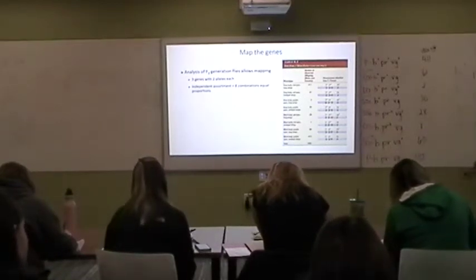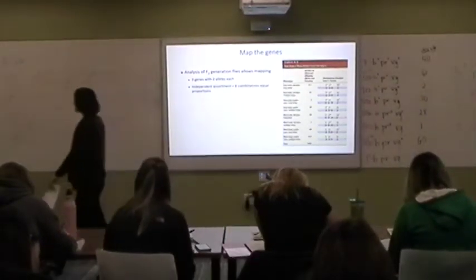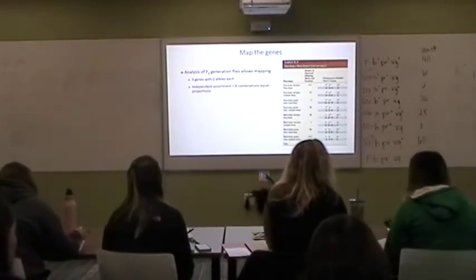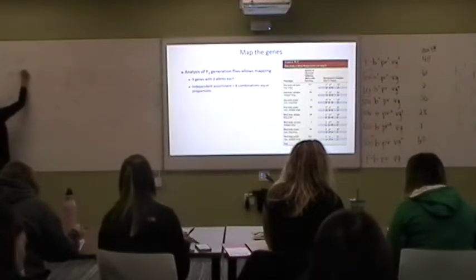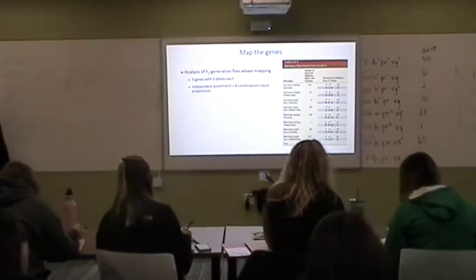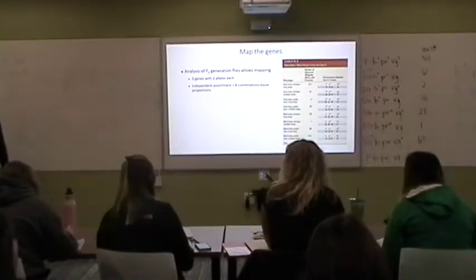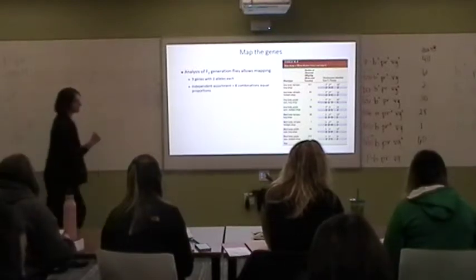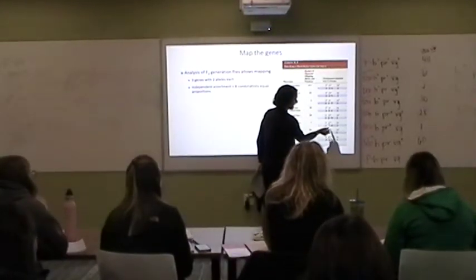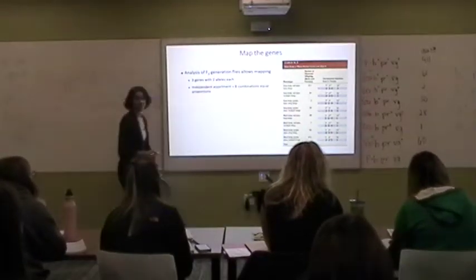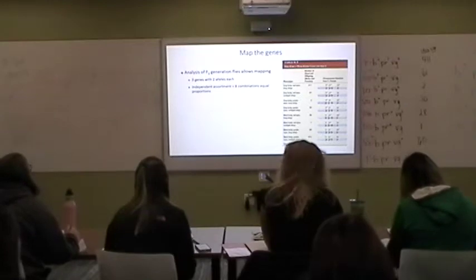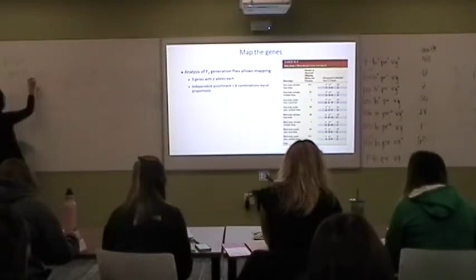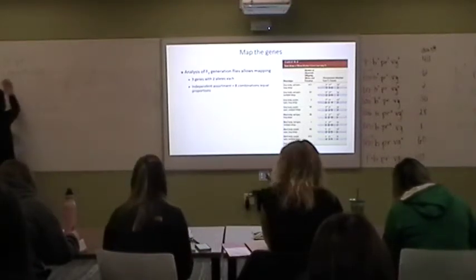Okay, so now we're just ready to plug in numbers. We are going to take our number of recombinant offspring, which is how many for single crossover 2? 30 plus 28. We have to add in our double crossovers because they also cross over between B and PR. Yep, so here's a double crossover. B and PR also flipped. If we leave out the double crossovers, your distances will be too short. So then we add in plus 1, plus 2.